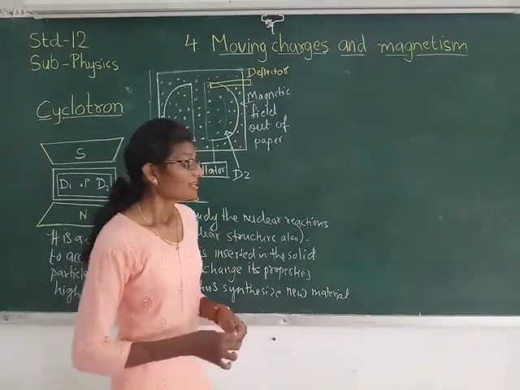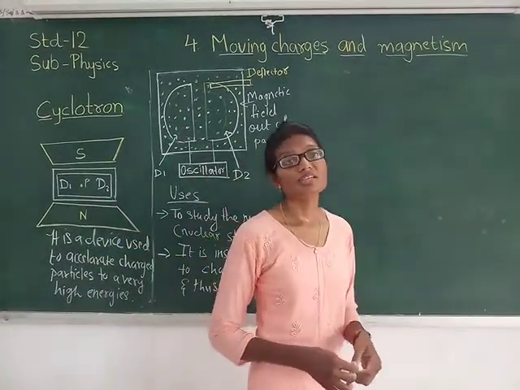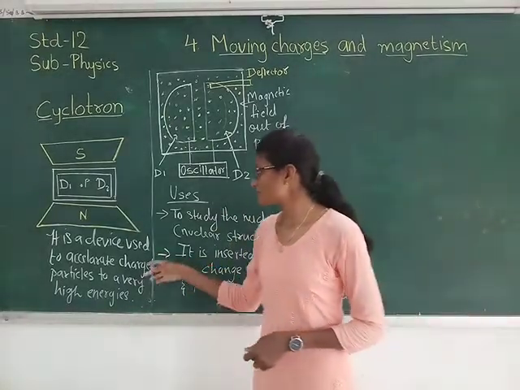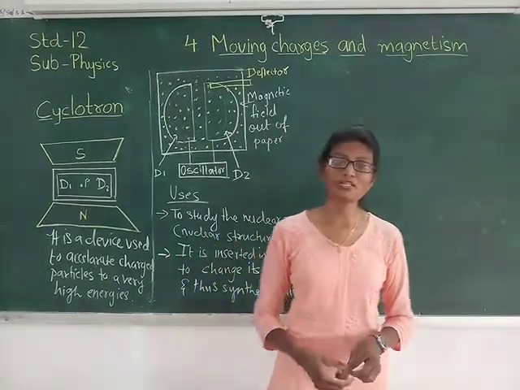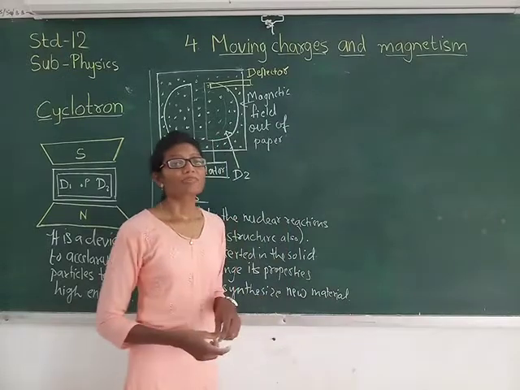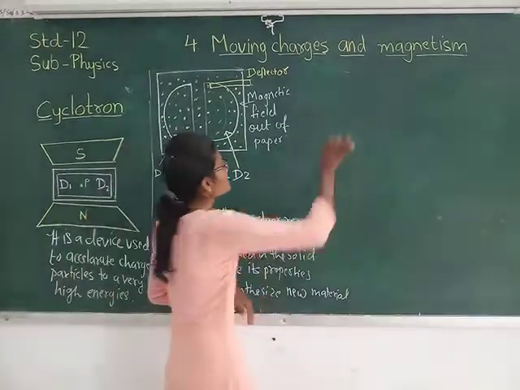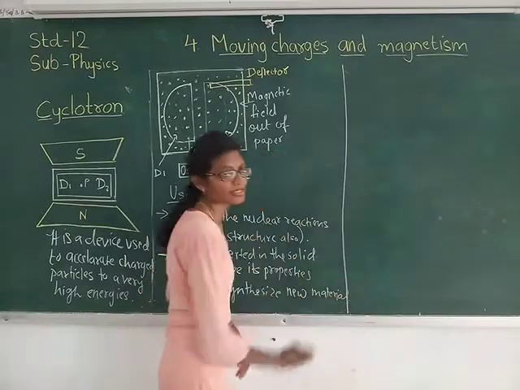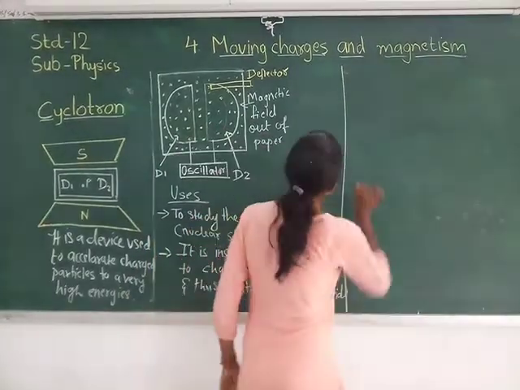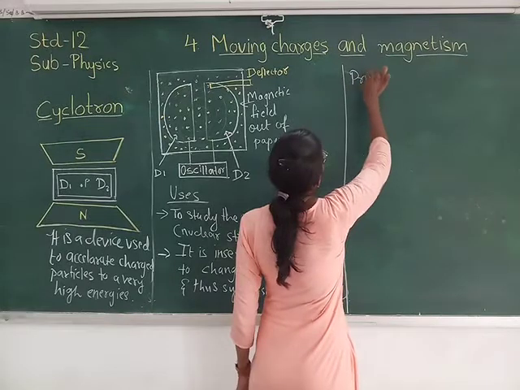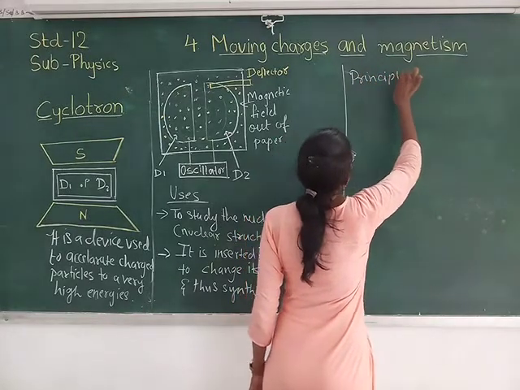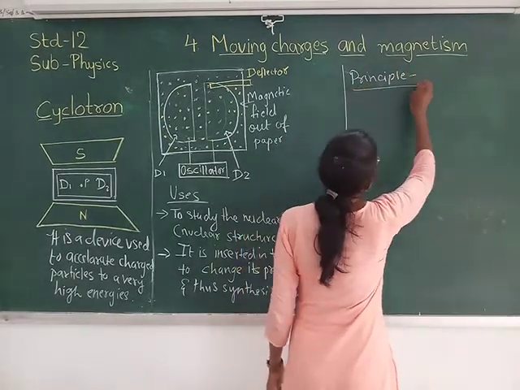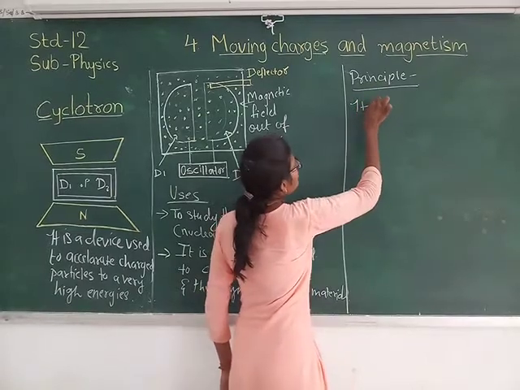Now see, let us see what is the principle of this cyclotron, right? We have seen what it is, for what purpose it is required, right? And how this cyclotron is made. We need to know its principle as well as its construction. So it is based on two principles.